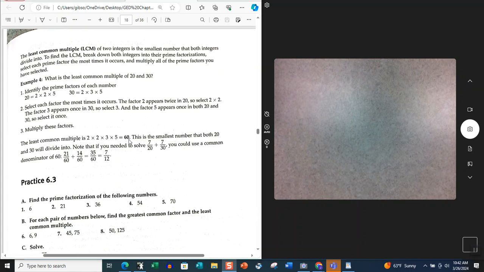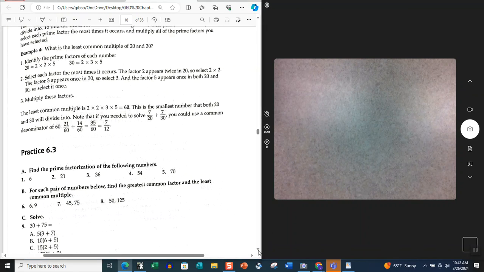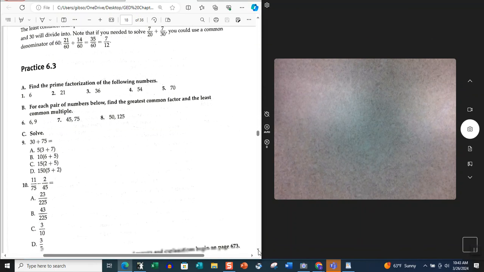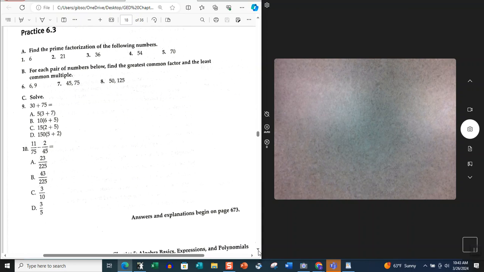Okay, now, so 60 is the least common multiple. So we'll make our denominator 60, and then we will have to multiply in order to get our numerator, which we would do in upcoming problems. Okay, so now we scroll down here. We have these problems for 6-3.